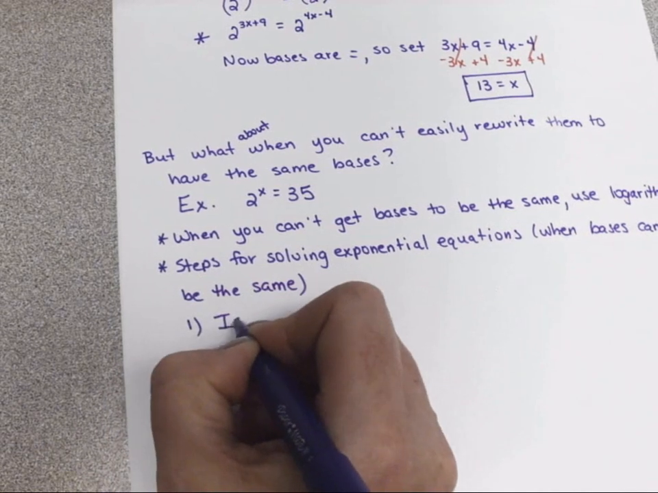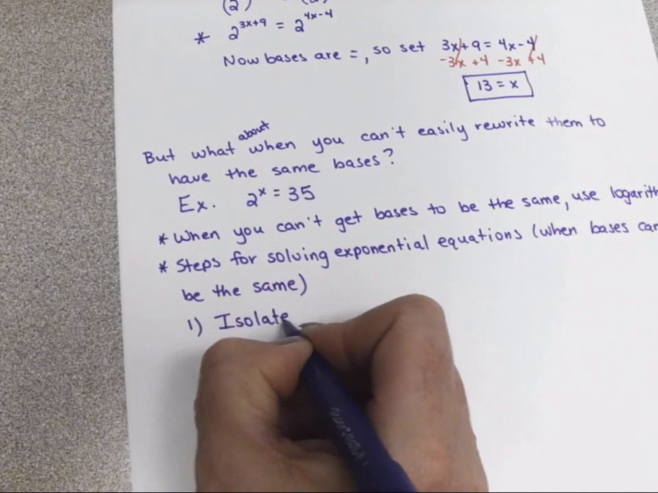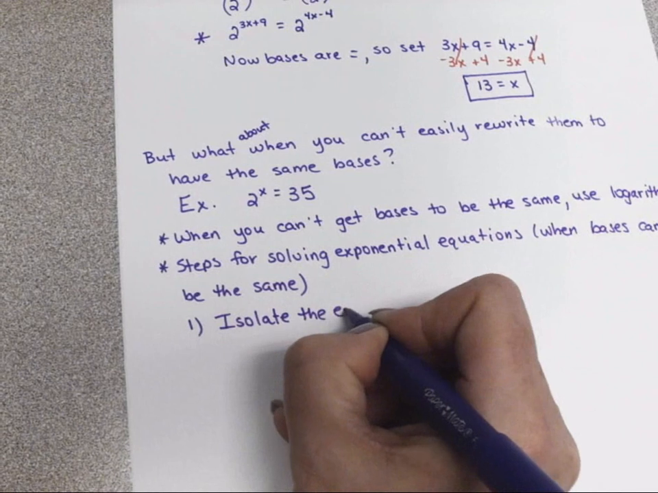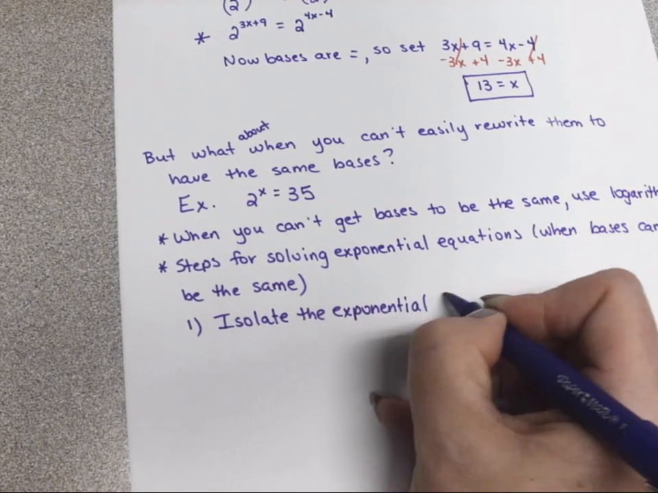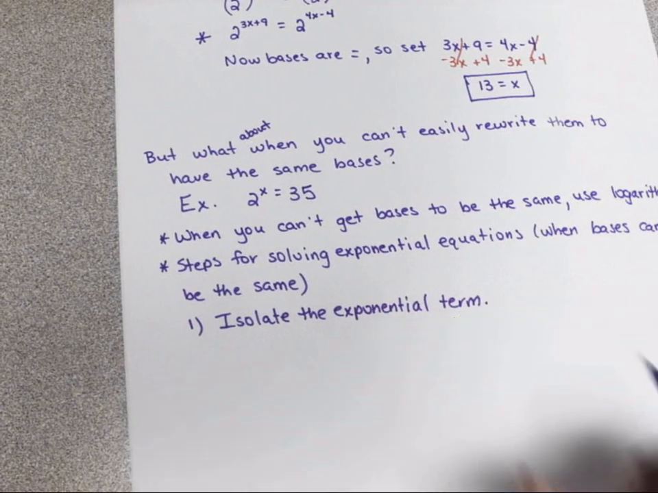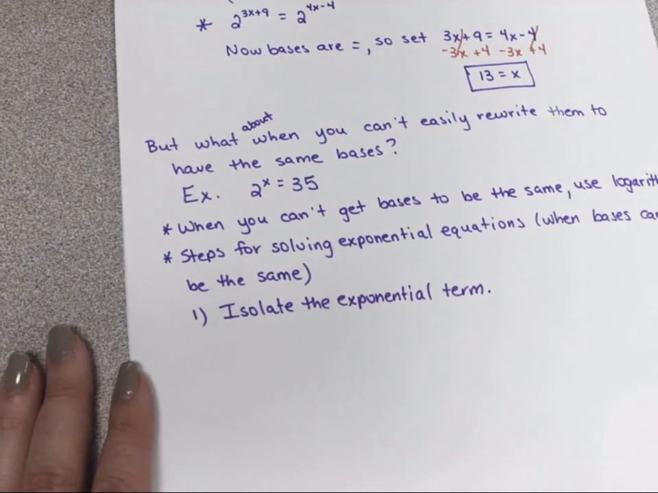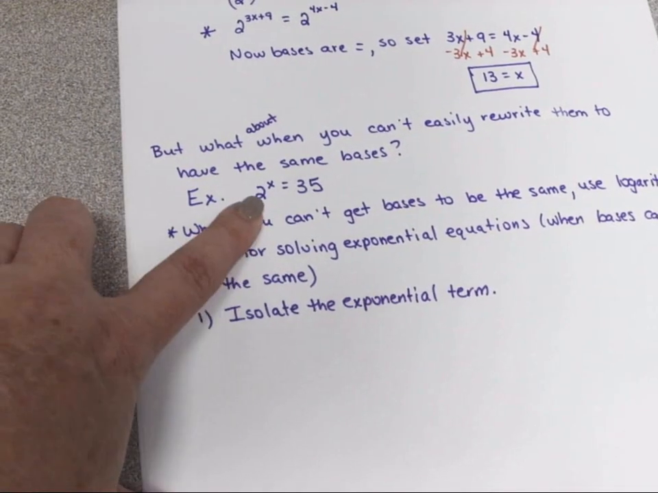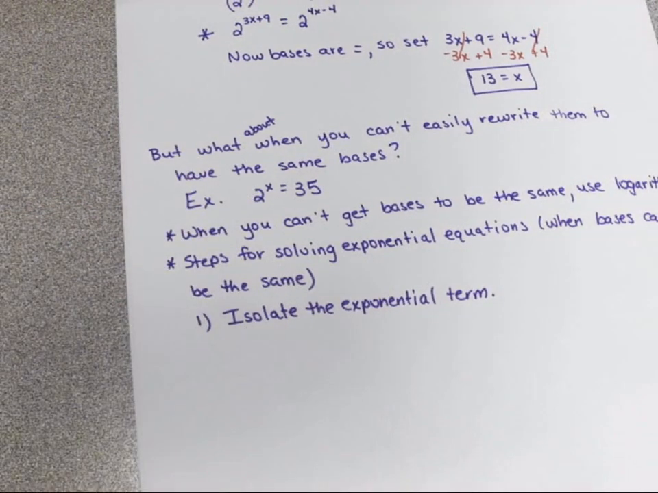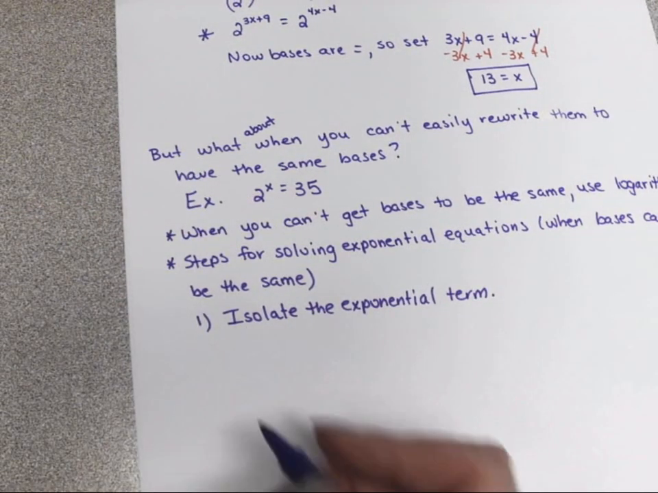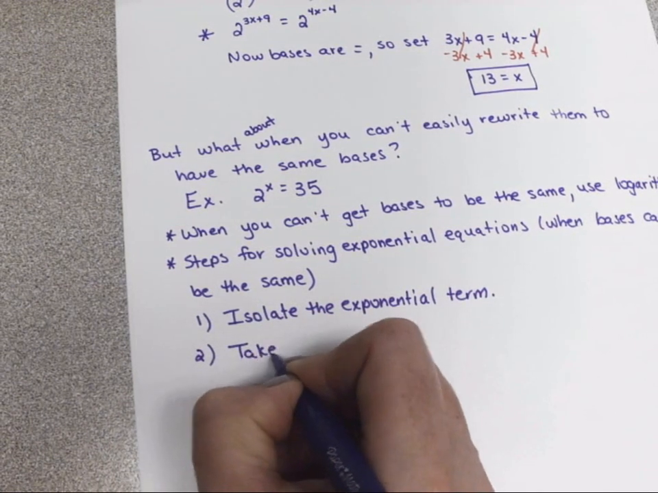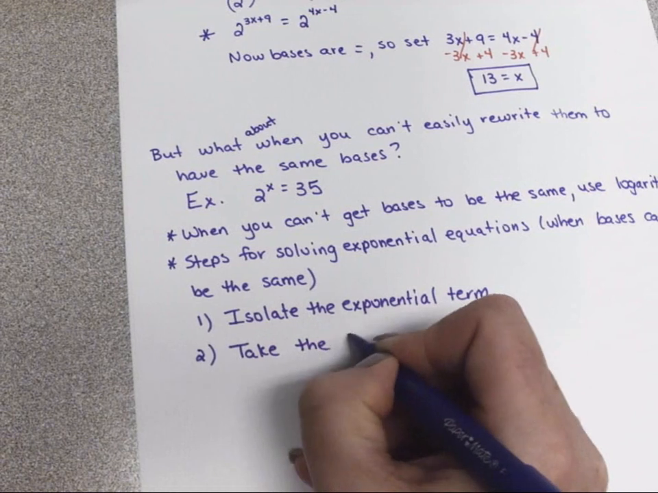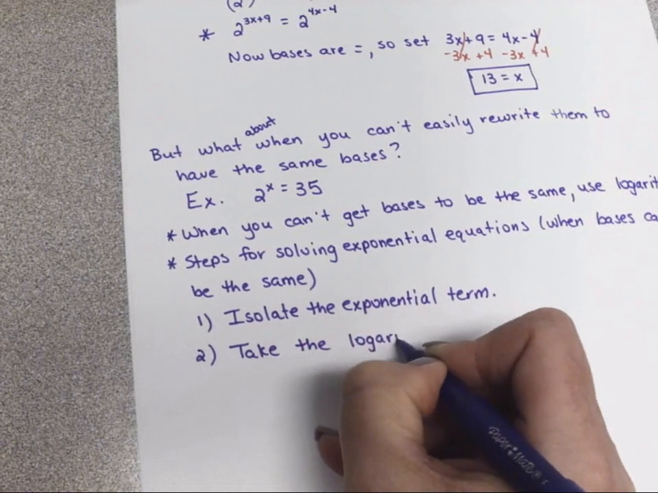So the first step is you want to isolate the exponential term. In other words, you want to get it all by itself. Okay, and the exponential term, we'll talk about it, but this is the exponential term, both parts. It's 2 to the x power. That would be the exponential term in the previous example. Step number 2 is our new process. You're going to take the logarithm of both sides.